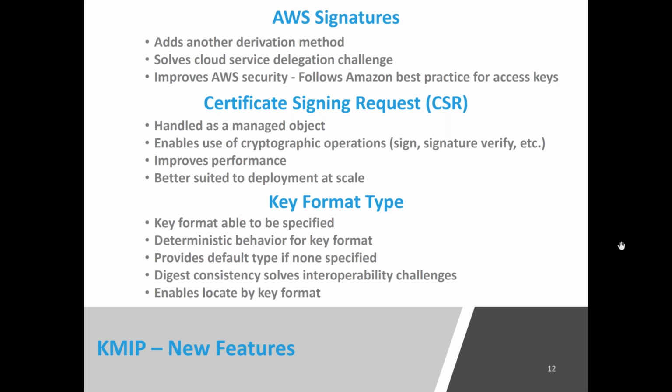With key format type, up in the 1.x series, we never actually specified a default key format type when you were creating an object or using an object. That leads to some interoperability challenges. So effectively what we have done is defined a set of defaults for key formats as they're created within the system, which provides deterministic behavior, leads to better performance, better autonomy, and also provides you with the ability to locate by key format, which is quite powerful when you're looking for particular key types in a key management environment.